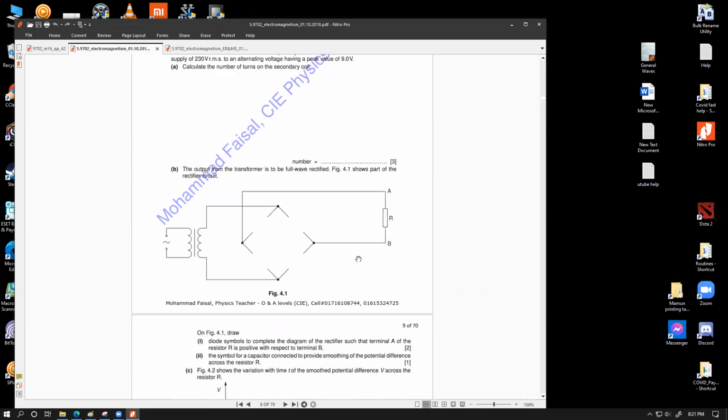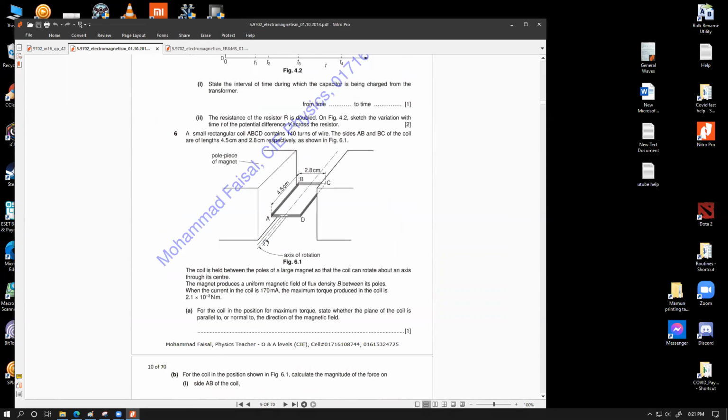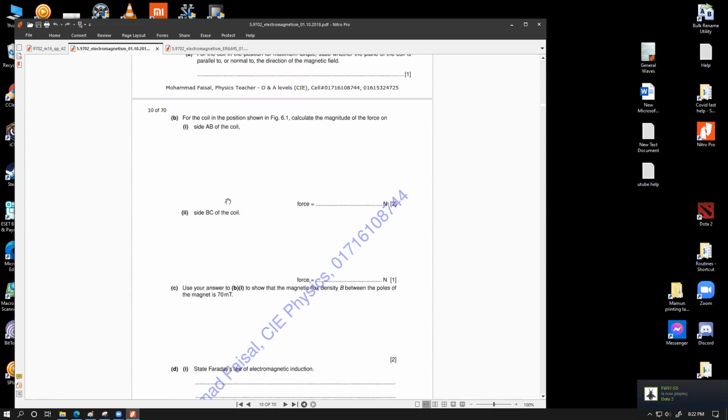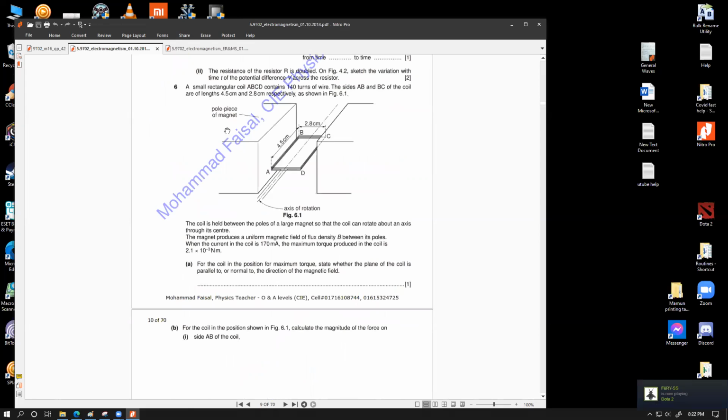Question number 6b2. We have 6 over here, B's over here, 2. A small rectangular coil ABCD consisting of 140 turns of wire, sides AB and CD of the coil of length 4.5 and 20 centimeters respectively, as shown in figure 6.1. The coil is held within the poles of the larger magnet so that the coil can rotate about an axis through the center.